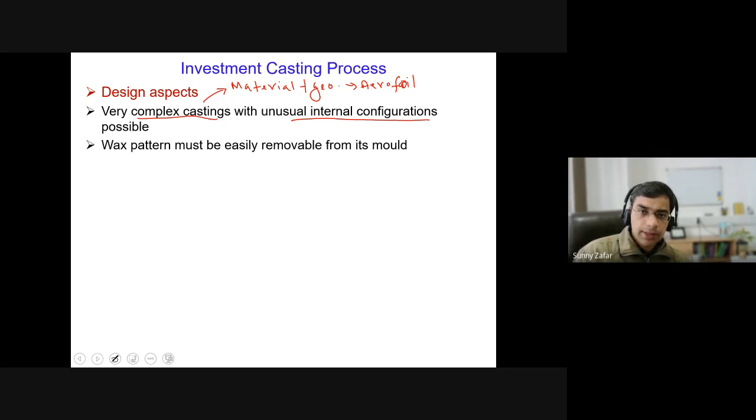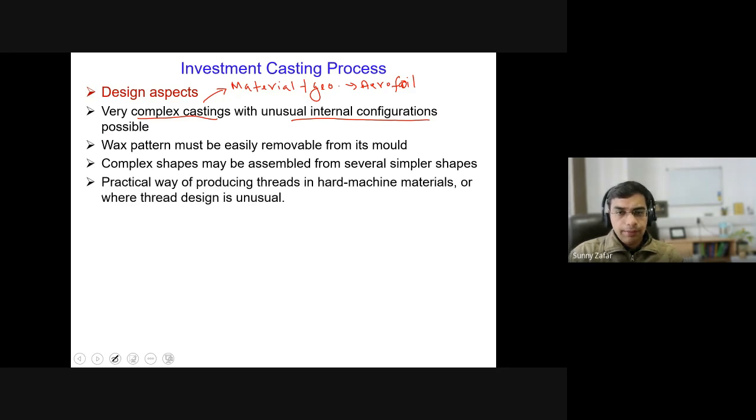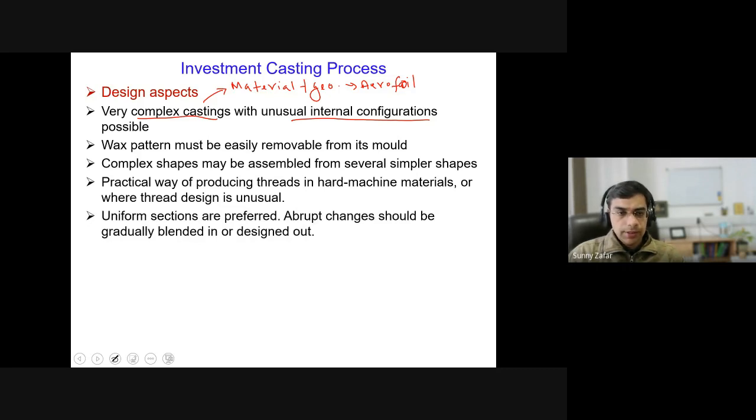Then, the wax pattern is easily removable from the mold. We know this. Then, complex shapes can be assembled from several simpler shapes in the investment casting process. And practically, we can produce even threads in these materials with investment casting. Uniform sections are generally preferred because abrupt changes in the sections generally disrupt the flow of molten material. Okay. And generally, investment casting can manage 75 millimeters of thickness with a dimension of, say, 1 meter. So this is sufficient for the gas turbine blades.